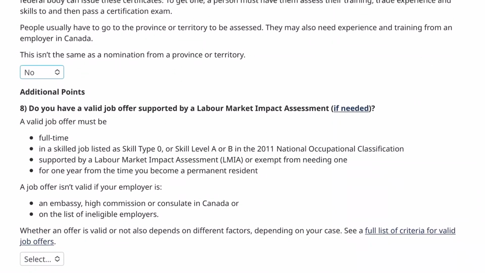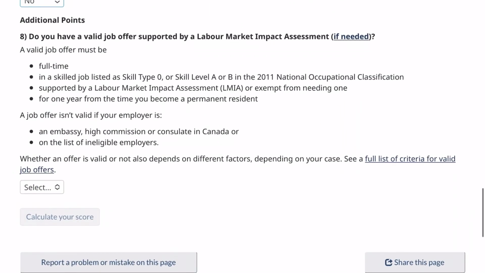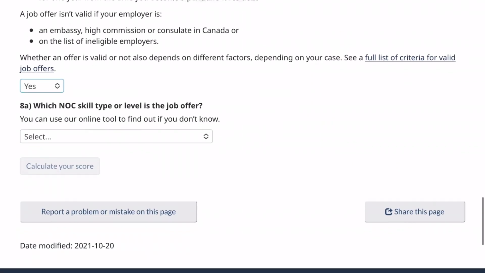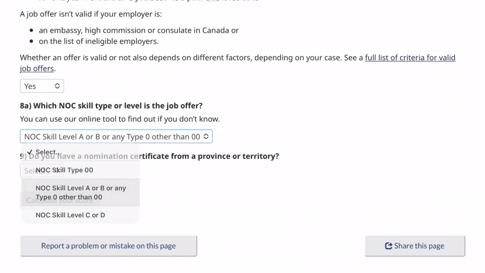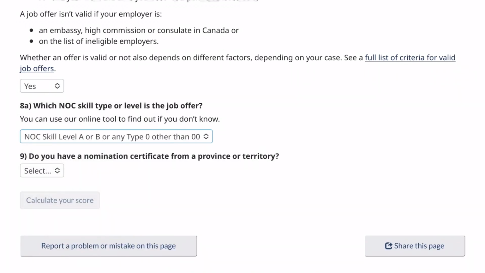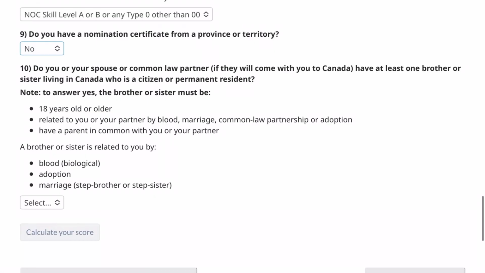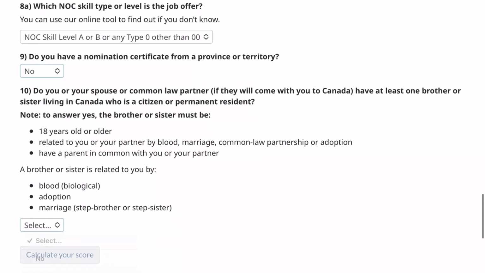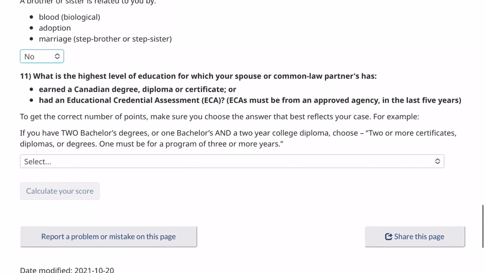Do you have a job offer in Canada? If you have a job offer, say yes. If you don't have, no. Obviously, if you say yes, your points increase. Which NOC is your job offer? Mine was 0, manager. Do you have a nomination certificate? Mostly no, you are just simulating at this point of time. Do you have anybody living in Canada who is a citizen or permanent resident? Yes or no, I didn't have anything.